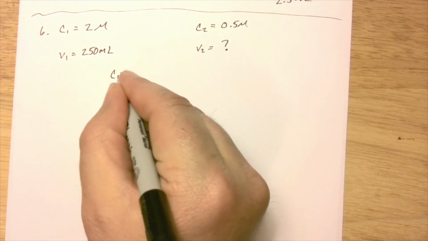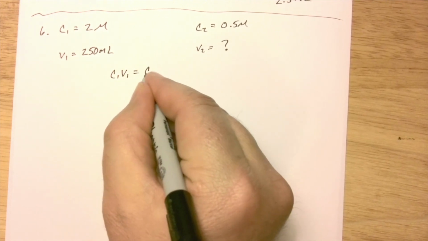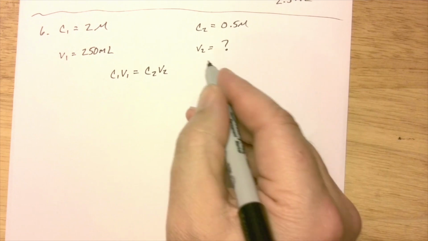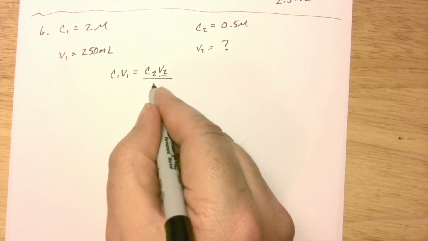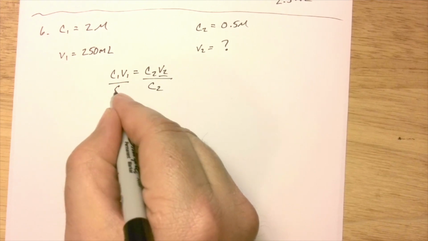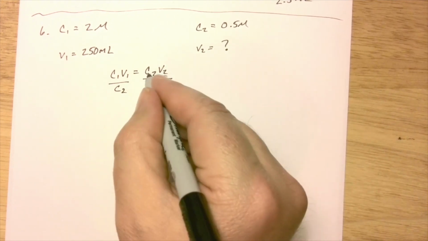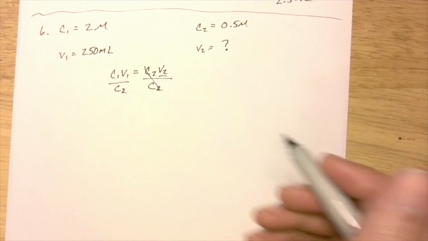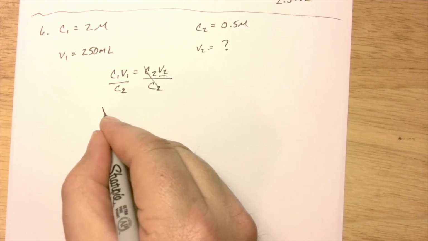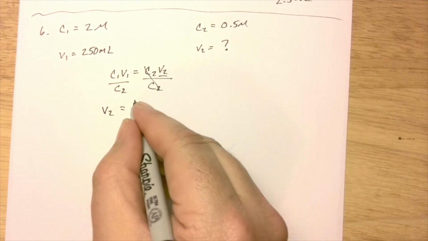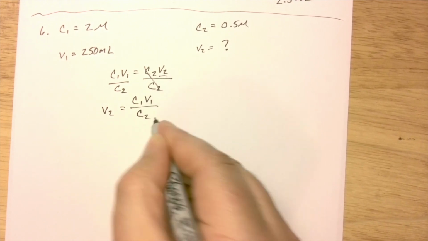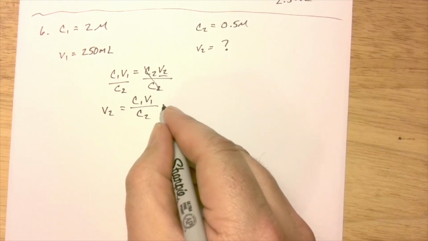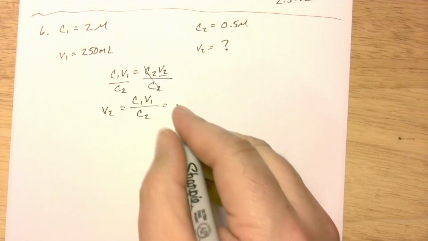So C1 V1 is equal to C2 times V2. V2 is unknown, so you have to make it stand by itself. So you have to divide both sides by C2. These two will cancel out. Therefore, V2 is equal to C1 times V1 all over C2. So you just plug in the numbers. C1 is 2 molar.